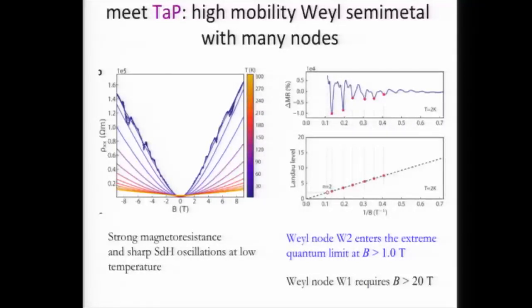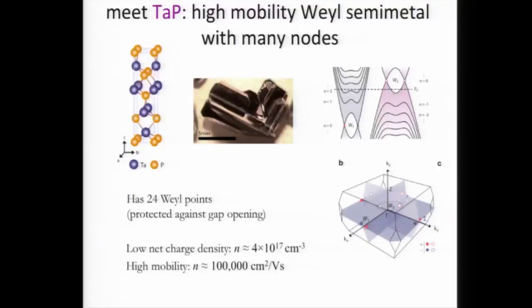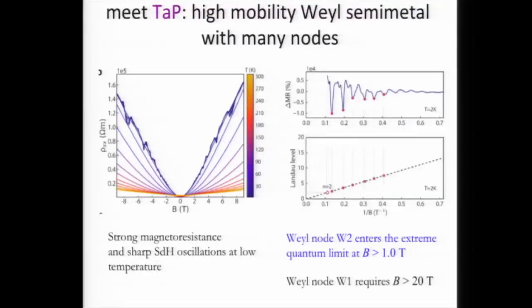And what it eventually tells you is that this is what you'd expect from this picture I showed you before, that you have one pocket of carriers associated with what are called the W2 Weyl points, and another pocket associated with the W1 Weyl points. And so you're seeing both of these Fermi surfaces simultaneously in the transport data.